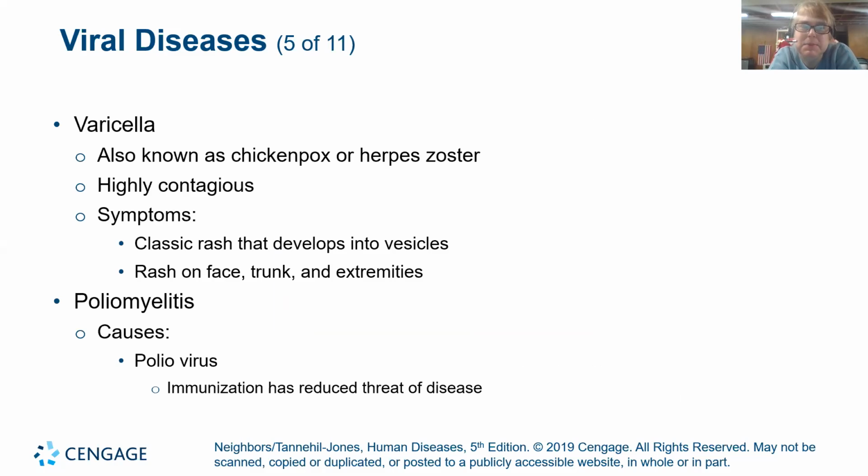The classic symptom is a rash that develops into vesicles, and these vesicles can get extremely itchy. Kids will scratch at them, they will get infected, they can become scars, and the rash can get anywhere on the kids.